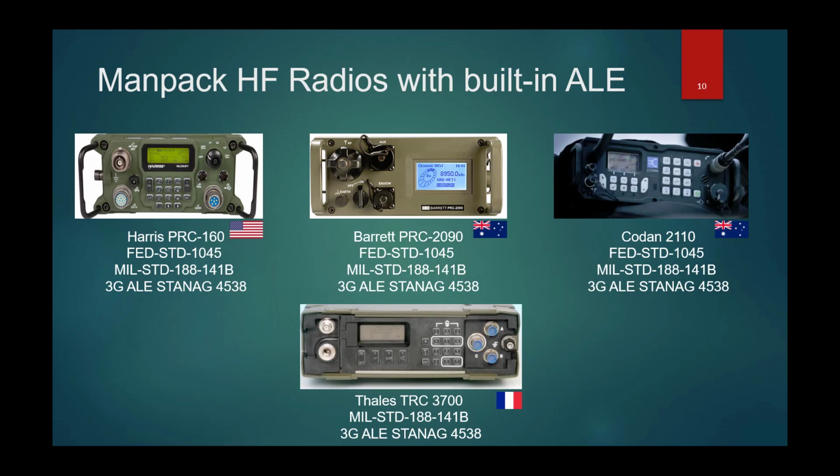Then you have Codan, another very popular HF radio company out of Australia. Their 2110, including the same standards. And then the Thales TRC 3700 radio there in France. All these particular radios I selected because they are manpack radios that you put on your back, go out in the field and operate.